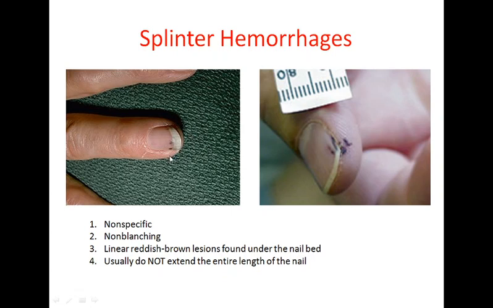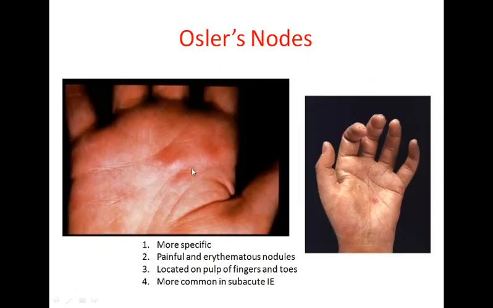So this is another physical sign that you have to check. It is a splinter hemorrhage. So these splinter hemorrhages are non-specific, non-blanching, linear reddish brown lesions found under the nail beds. They usually do not extend the entire length of the nails. So it is localized to some distal areas.